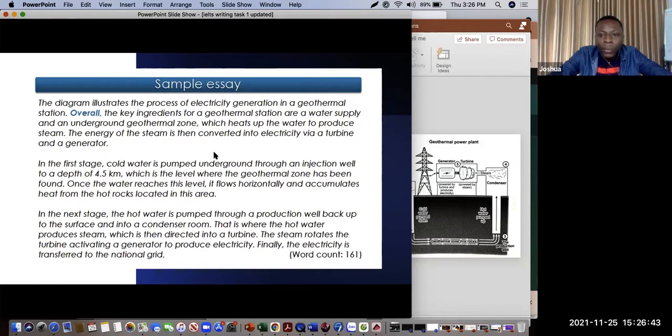Now, from there, we move on to the main body paragraph. So, with the main body paragraph, you talk about the stages and you bring in every detail. In the first stage, cold water is pumped underground through an injection well. Is that the case?